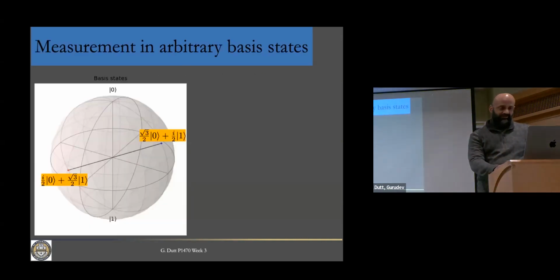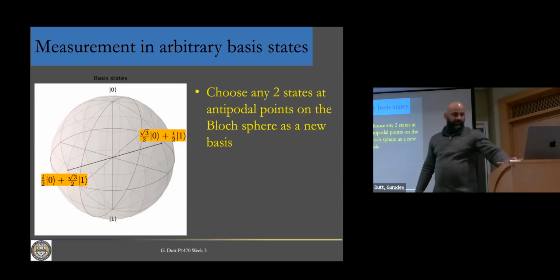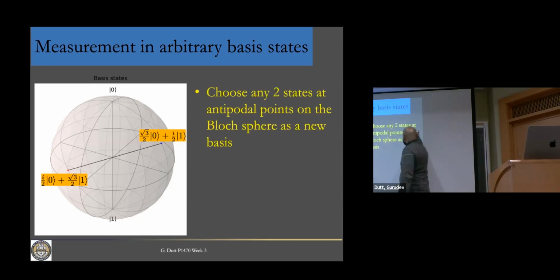Yeah, there's the calculation. All right, so I can do this for arbitrary basis systems. As we were just saying, it doesn't have to be plus y minus y, plus x minus x, plus z minus z. It can be anything. So I choose some other basis states. I've just written them over here. I chose any two states which are at antipodal points on the Bloch sphere.